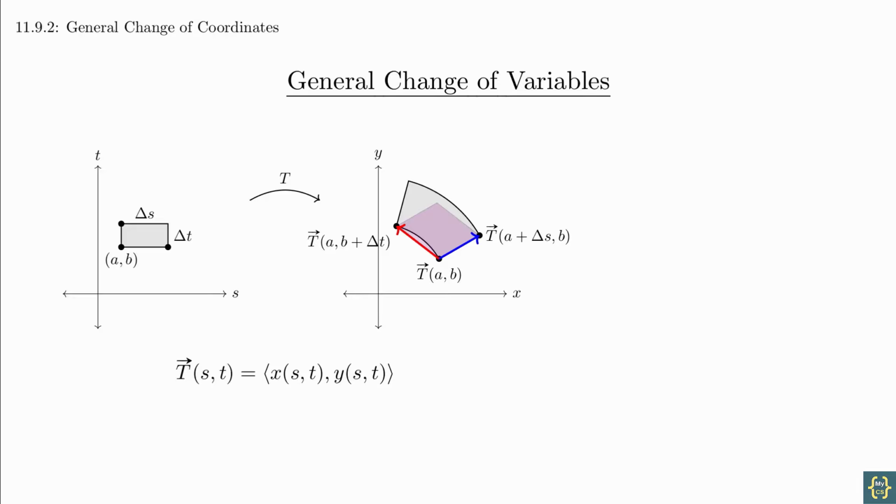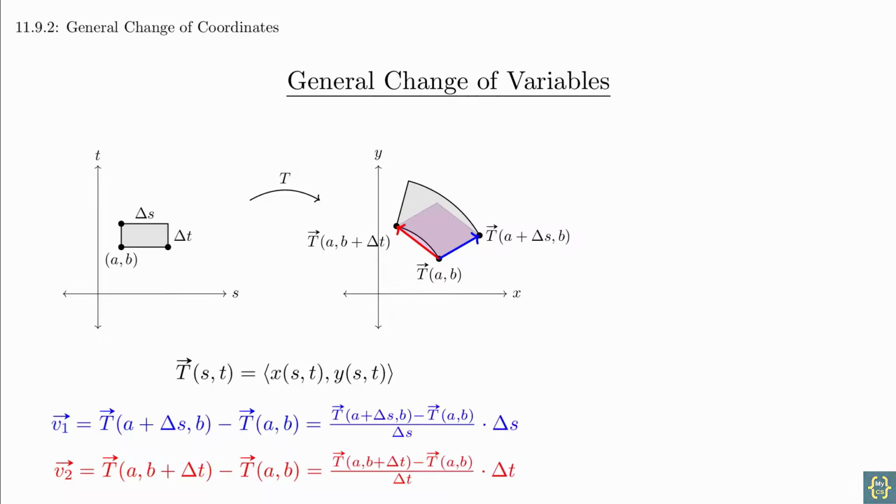To approximate the area, we're going to use the parallelogram formed by 2 of the sides. We can get the expressions for these vectors by subtraction. Notice that we can factor out a delta s or delta t to make these look like difference quotients. Then we can take the limit as delta s and delta t go to 0 to get these partial derivatives and differential terms.